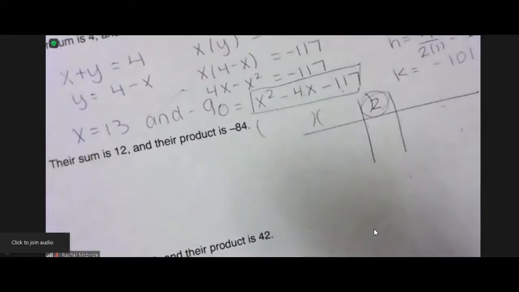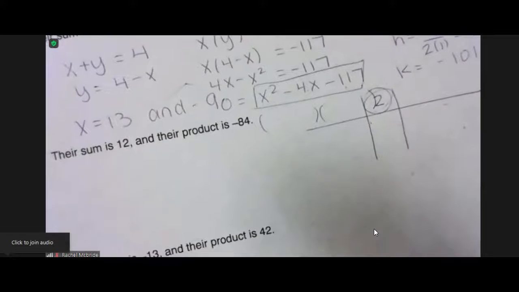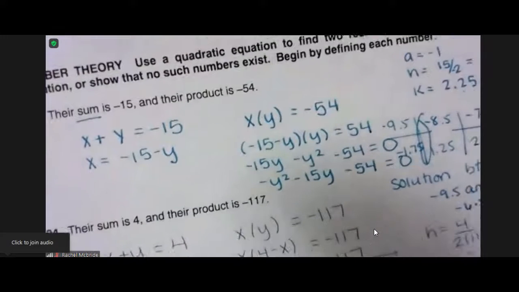Yes? So for number 1, I got negative 18 is 3. Me too. I think on the top where you did 54, the second time you wrote it in the equation, did I drop a negative? I did.